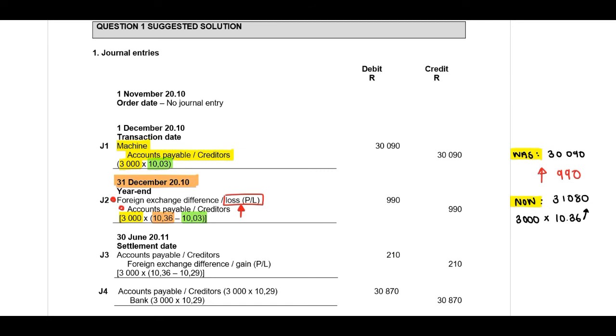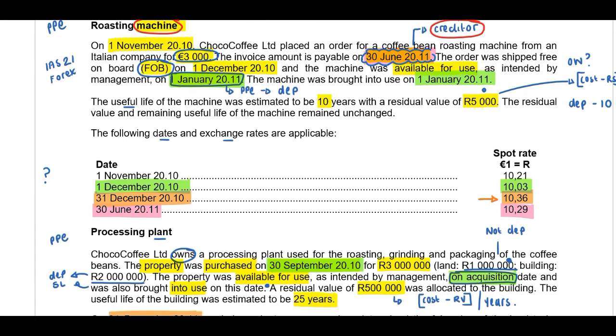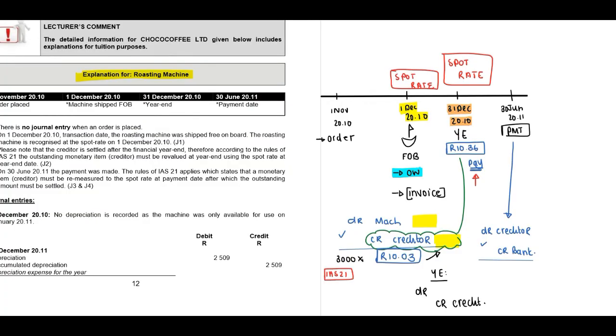Right, if we get back to our timeline on the right side of your screen, 30 June 2011, I just want to identify the color I've used as pink. 30 June 2011 is our payment date. We've identified our payment journal. But again, what does the standard tell us to do? We need to remeasure our creditor at spot rate.